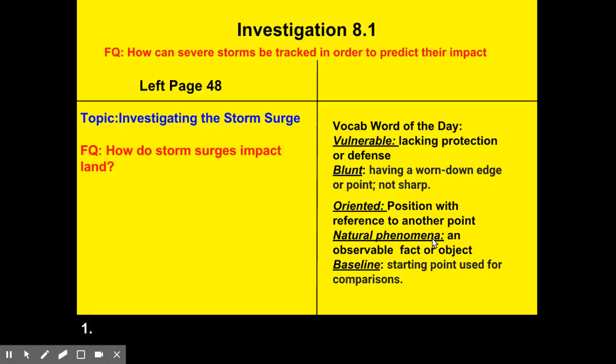We're going to be talking about Investigation 8.1, Investigating the Storm Surge. And our focus question today is, how do storm surges impact land? We have a lot of vocabulary of the day today, so you're going to want to get all of those copied down in your notebook.